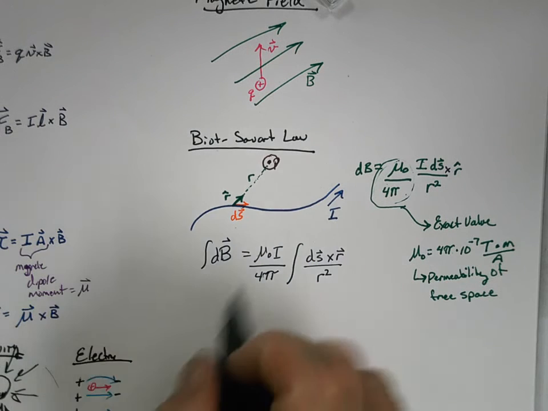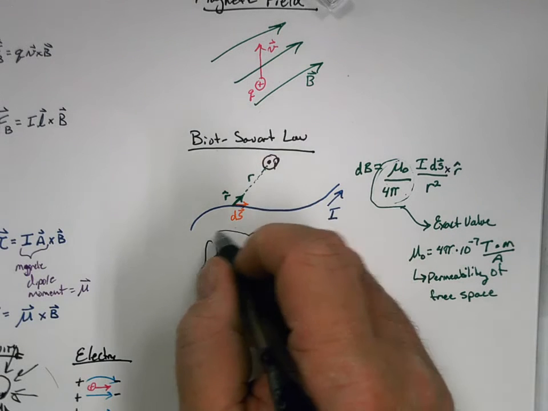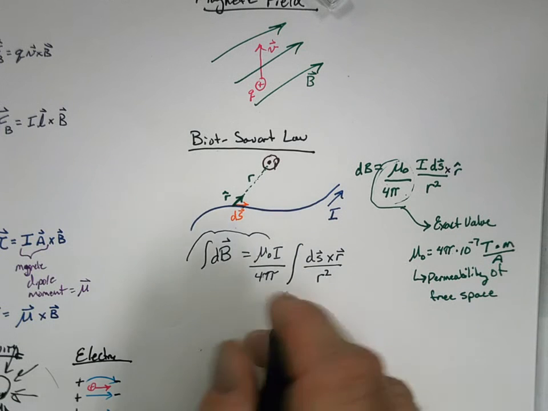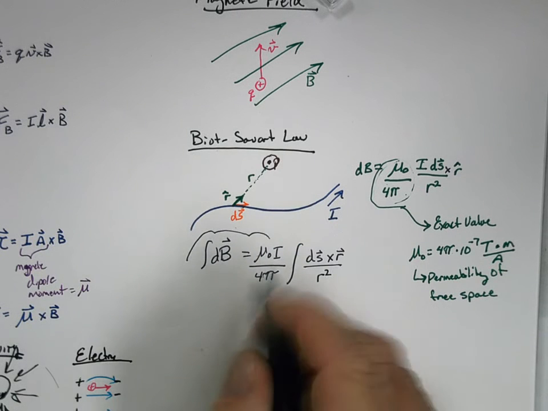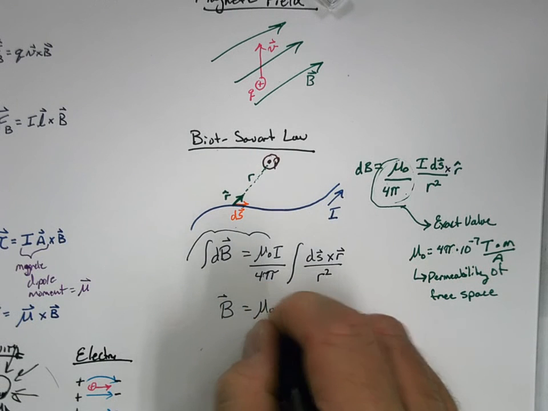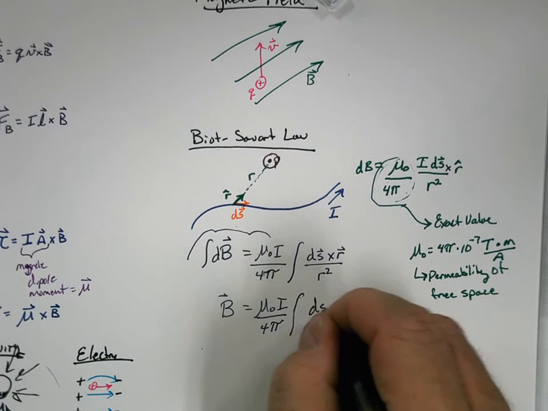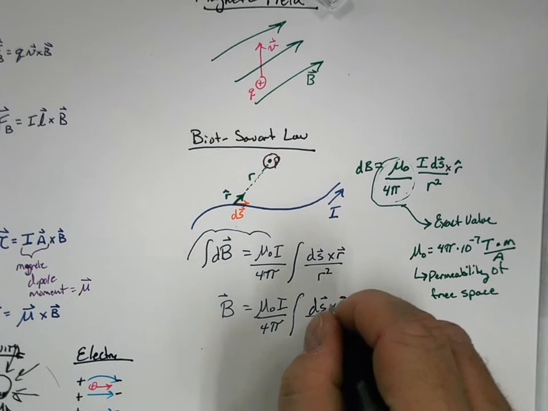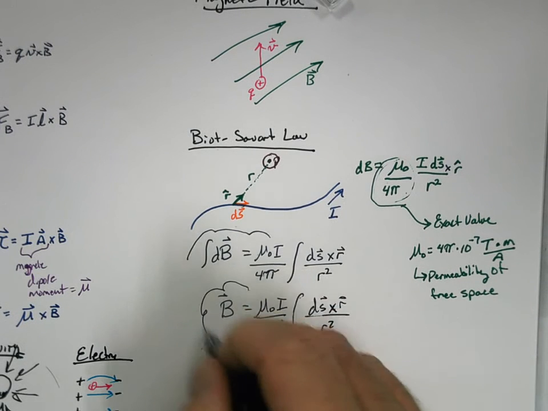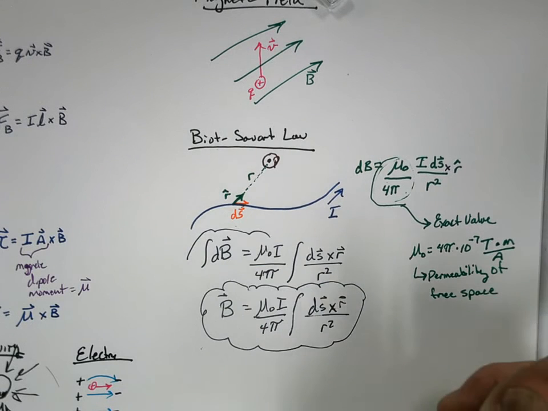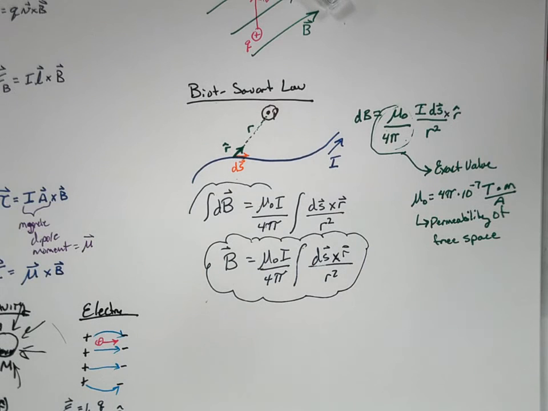Then we integrate it, and that's what B equals. So B then equals mu naught I over 4 pi times the integral of ds cross r hat over r squared. And this is our Biot-Savart equation that you guys are going to need to know.